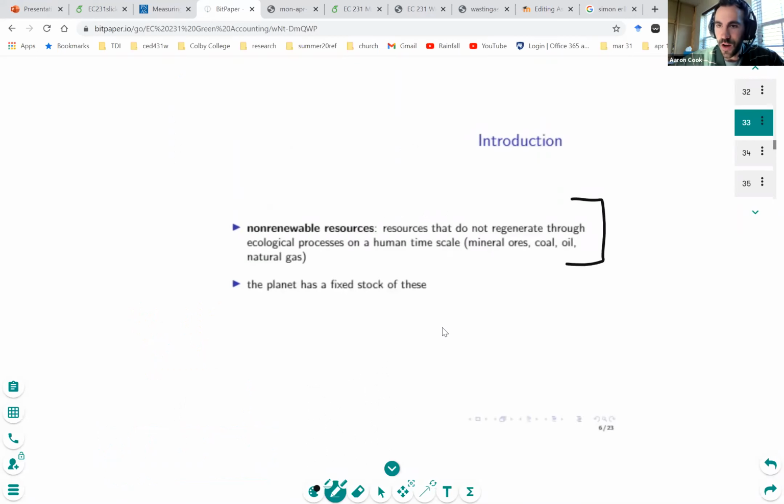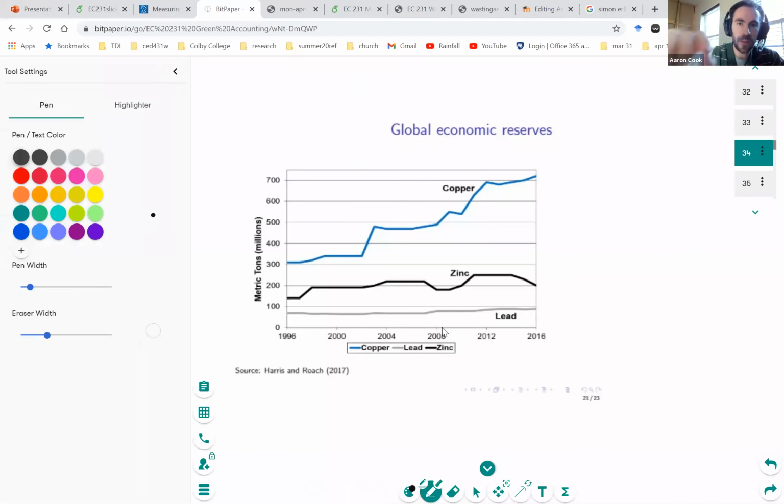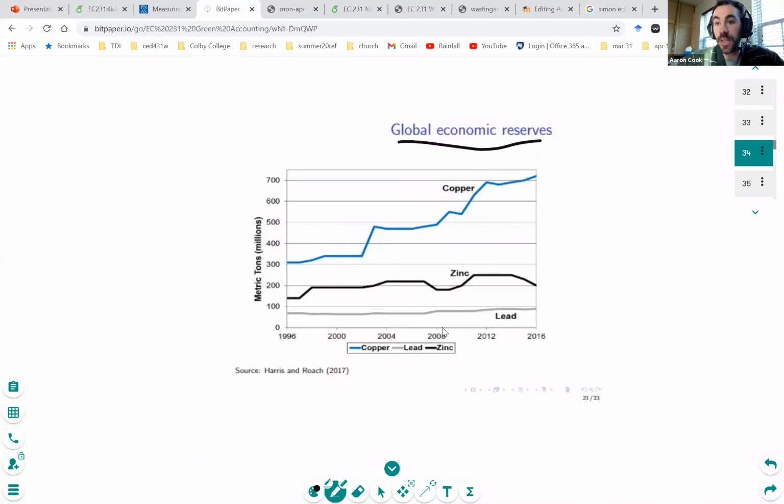I want to actually show, however, an interesting graph. This is from the textbook. This is from Harrison Roach, the 4th edition of your textbook. And I just mentioned how the planet has a fixed stock of these non-renewable resources, these hydrocarbons or these minerals. In this case, we have 3 different kinds of metals. We have lead, we have zinc, we have copper. And the y-axis of this graph represents the global economic reserves of these metals.